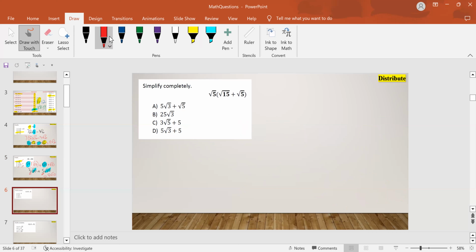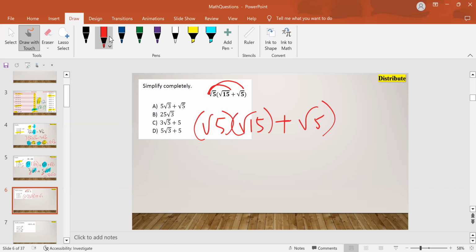Distribute will be the keyword here. Distribute. Okay, so having square root of 5 multiplied by this is a multiplication because we have a bracket: square root of 15 plus square root of 5. So we're going to distribute square root of 5 to square root of 15, and at the same time to square root of 5. So we take a square root of 5, multiply by square root of 15, plus the same square root of 5 outside, we'll multiply by the other square root of 5 inside.